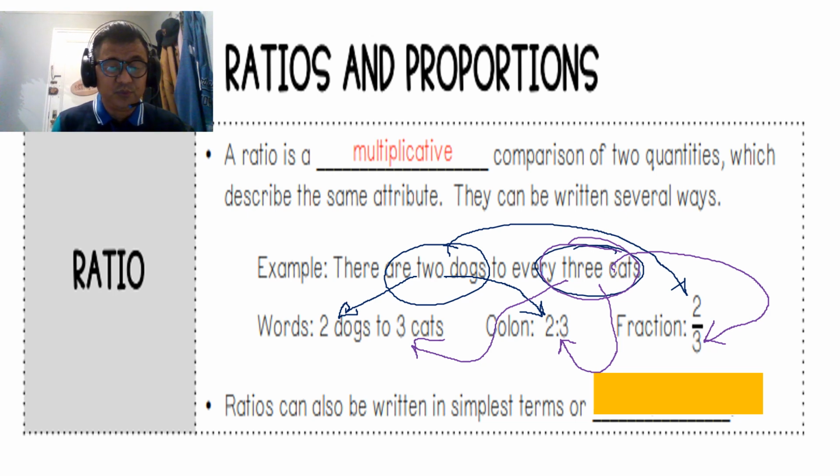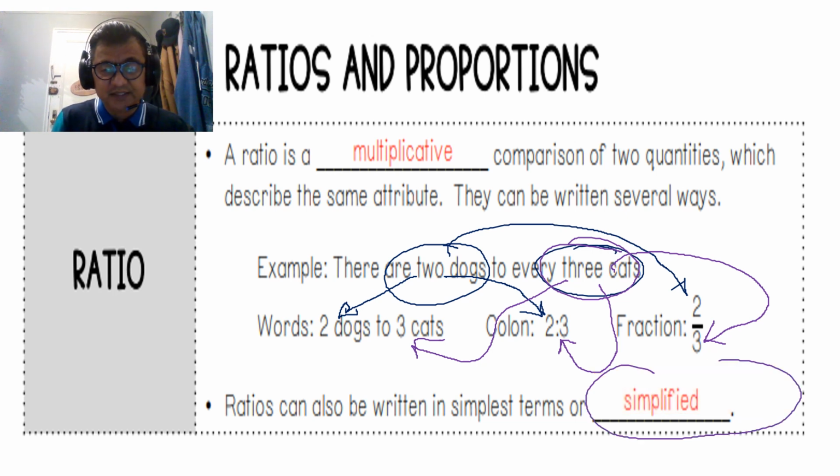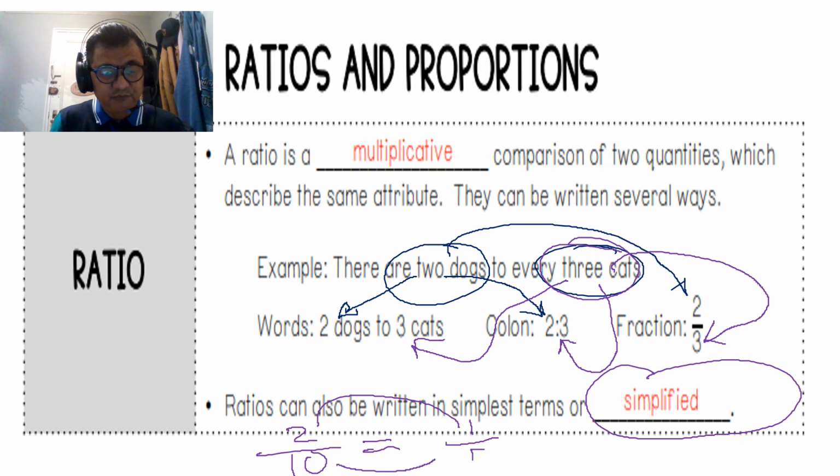Ratios can also be written in their simplest terms or simplest form. Remember that. It's just getting the lowest terms. For example, you have 2 is to 10. I can simplify that by dividing 2 by 2. 2 divided by 2, you get a 1. 10 divided by 2, you get a 5. See, that is the simplest form.